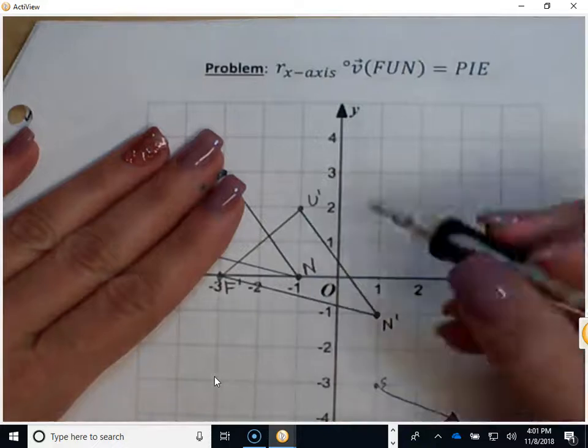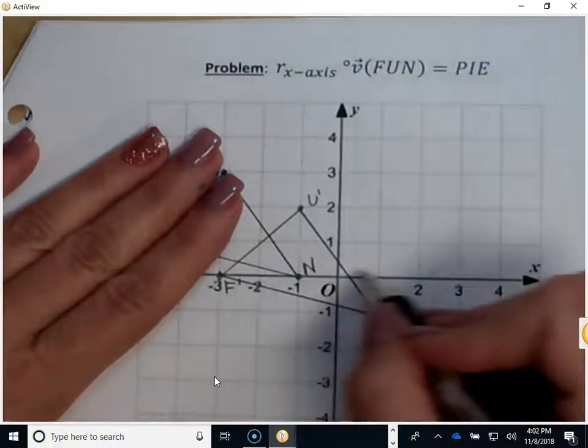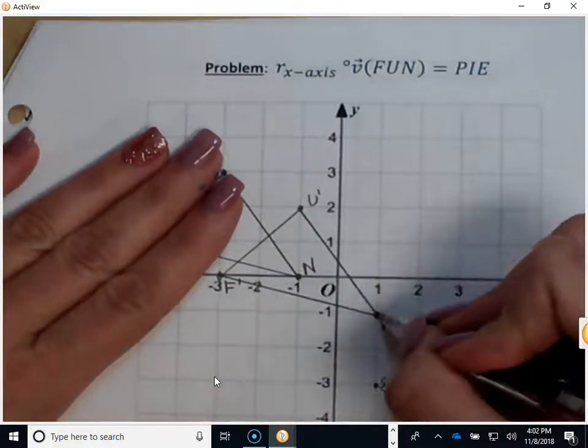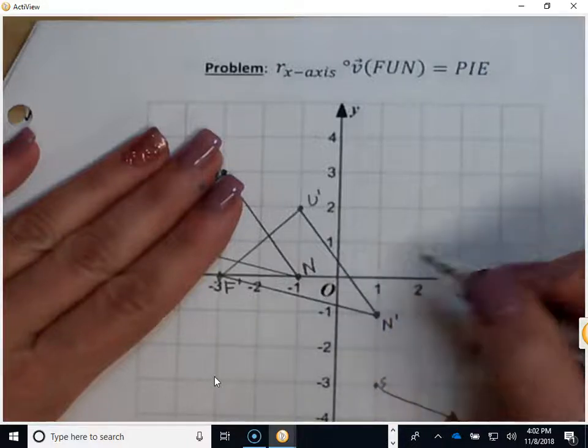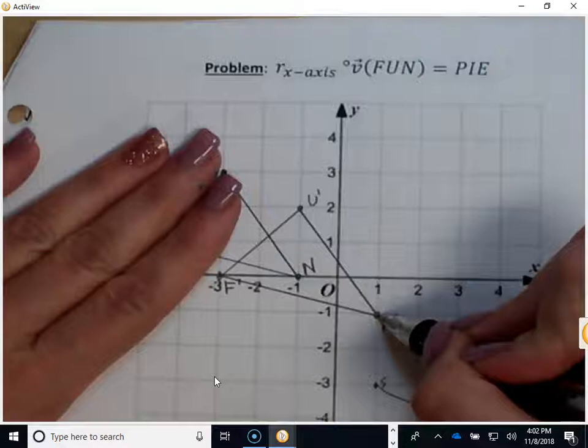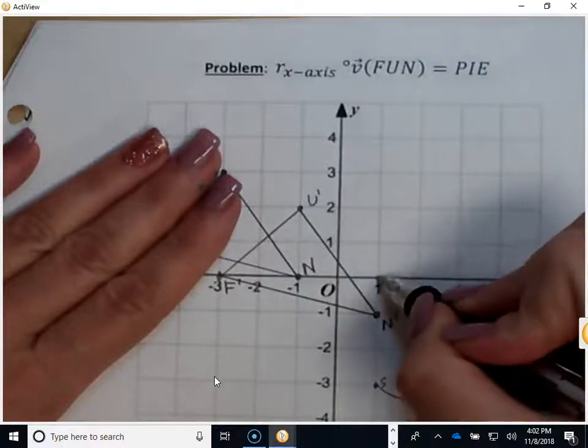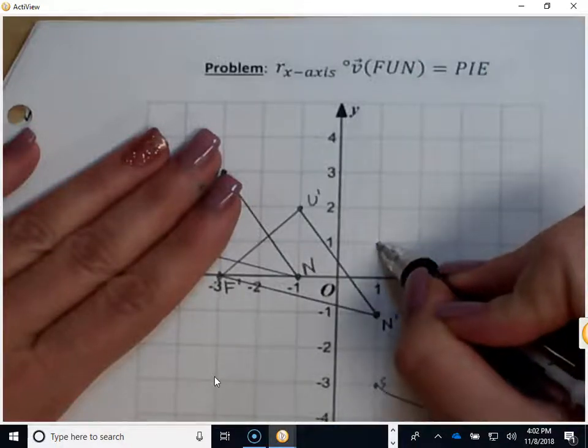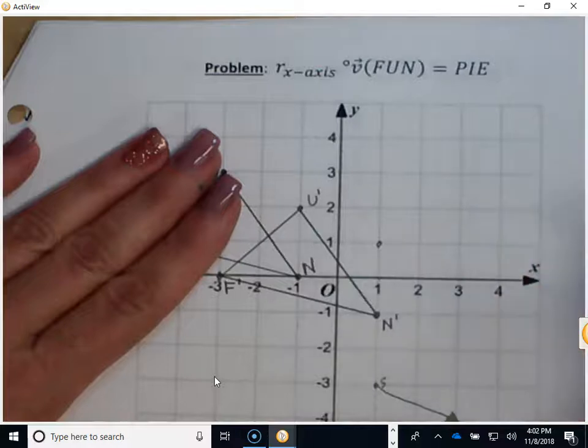So with reflection, since this is my reflection line, the x-axis, that means whatever distance my N prime is from that line, I need to go the opposite direction and have that same distance. So if N prime is 1 below my x-axis, then my point for my reflection of N prime is going to go there.